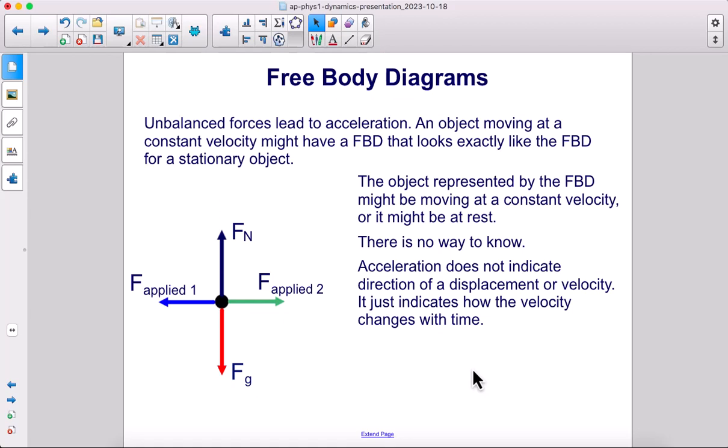An object moving at a constant velocity might have a free body diagram that looks exactly like the free body diagram for a stationary object. Here, the object represented by this free body diagram might be moving at a constant velocity, or it might be at rest. There's no way to know. Acceleration does not indicate direction of a displacement or velocity. It just indicates how the velocity changes with time.